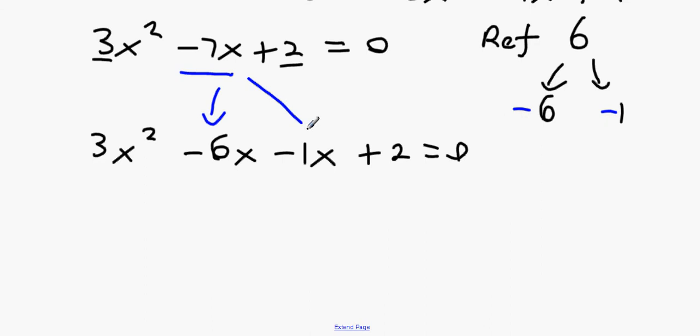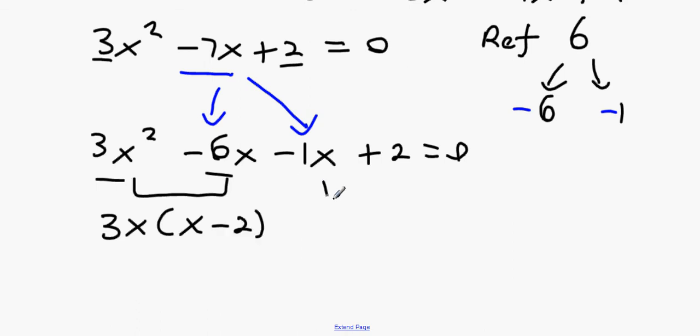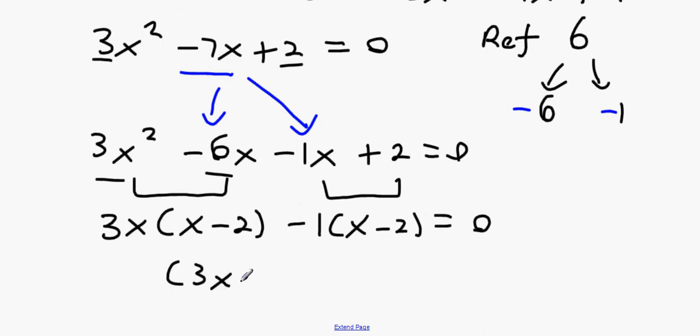Then we factorize. We can take 3x out of the first two terms: 3x into x minus 2. Now we factorize the other two terms together, because that's going to be x minus 2 there as well, and this is going to make this a minus 1. And what we can say there is 3x minus 1 and x minus 2 equals 0.